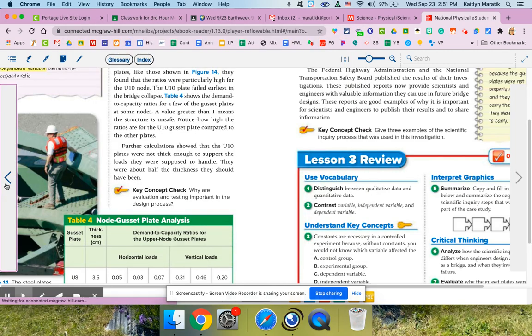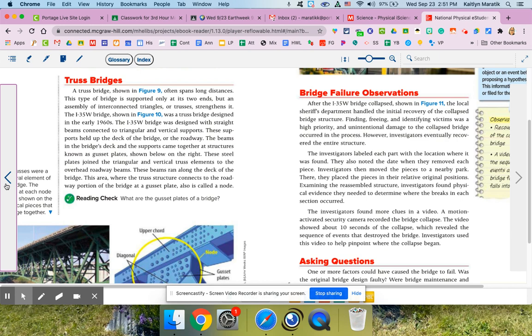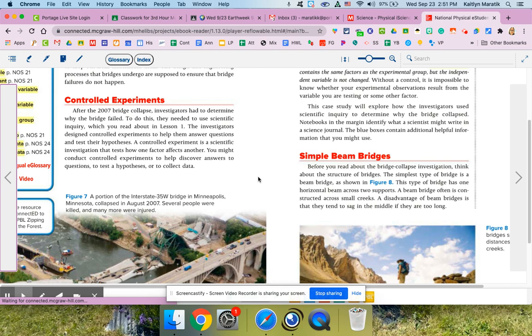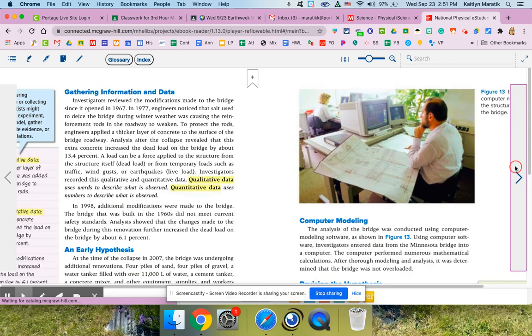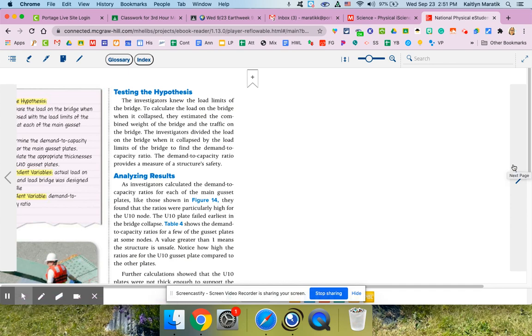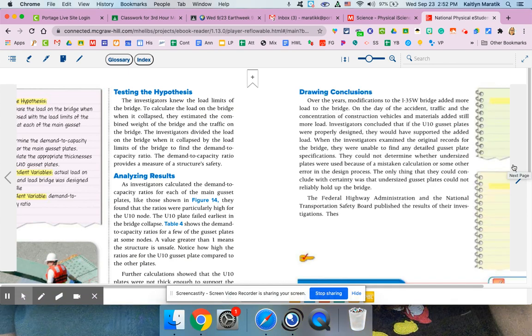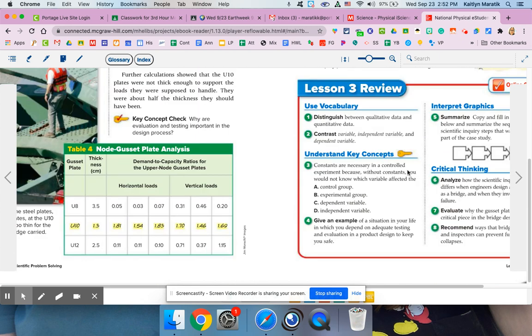So let's go. If you don't remember from the beginning, you could go back to the vocab that you wrote down as we did, or you can go back to the page itself. I think I'm going to go back to it. So experimental group, it's used to study how a change in the independent variable. It says without a control, it's impossible to, whoa, is this literally what it says? So without a control, it's impossible to know whether your experimental observations result from the variable you're testing or some other factor. So our answer then is our experimental group. And that was letter B.